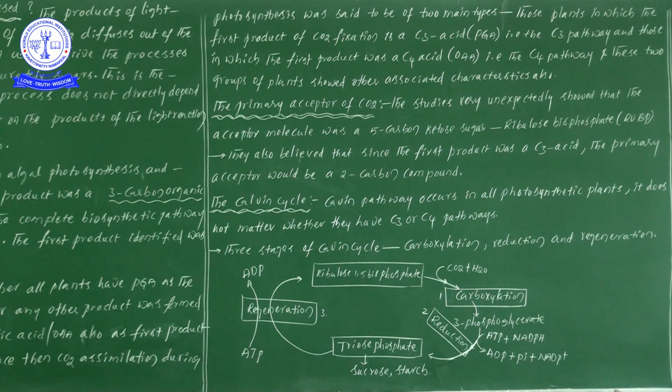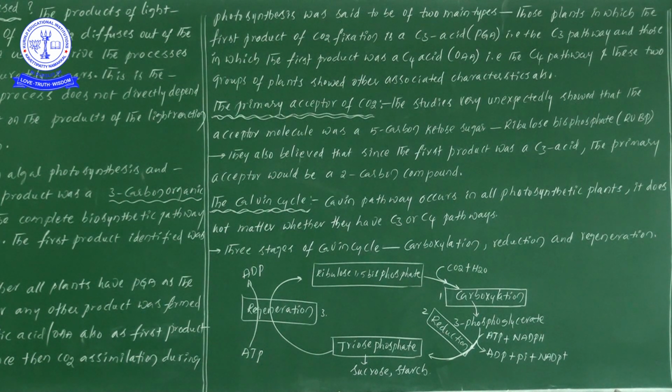Okay, so in C3 plants, definitely the C3 pathway takes place. Later, the plants in which the first product is a 4-carbon compound were named C4 plants, and definitely in C4 plants the C4 pathway takes place. Likewise, plants can also be categorized into 2 types based on the first stable product during photosynthesis: C3 plants and C4 plants.